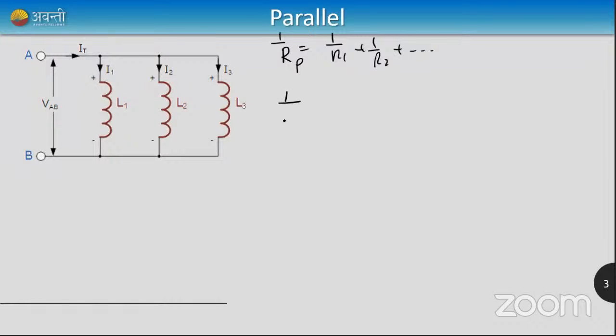Similarly, 1 by L for inductance in parallel will be equal to 1 by L1 plus 1 by L2 and so on. There is no change here, right? Same as resistance in parallel. But for capacitors in parallel, the equivalent capacitance will be equal to C1 plus C2 plus C3, and so on. No change here, right?